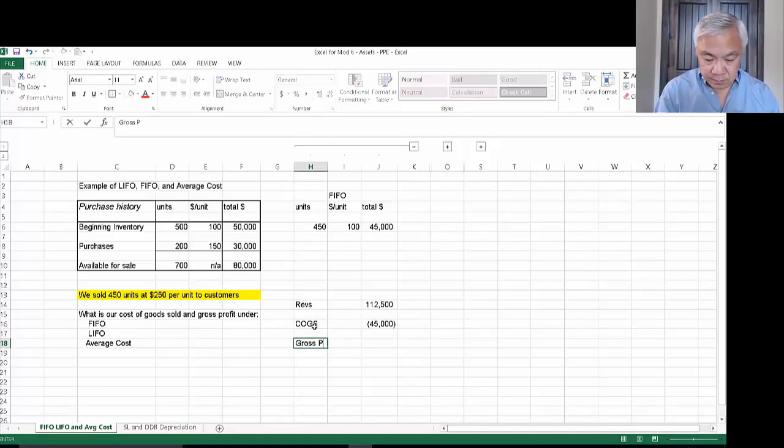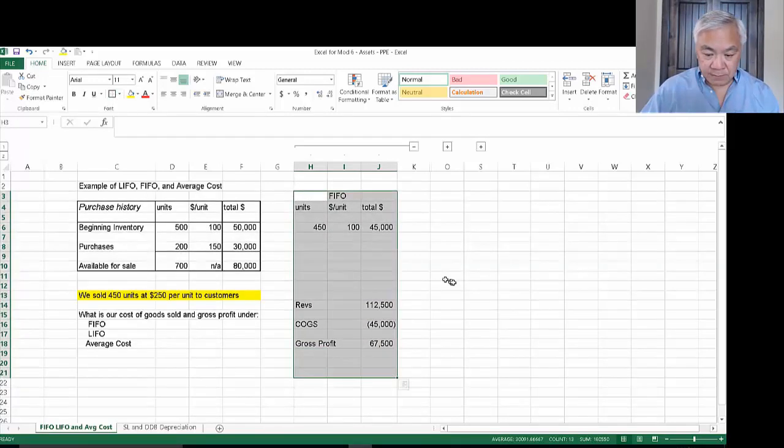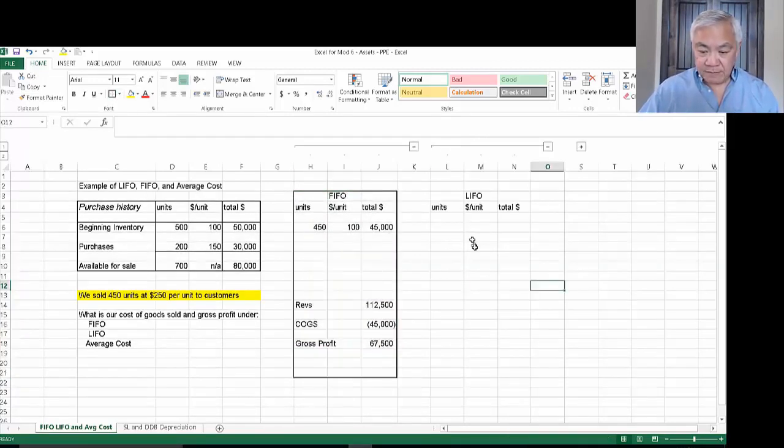And our gross profit is that minus that. So we made $67,000. That's FIFO. So this is our first scenario right here, and we'll do the other ones. All right. Next, let's do LIFO.